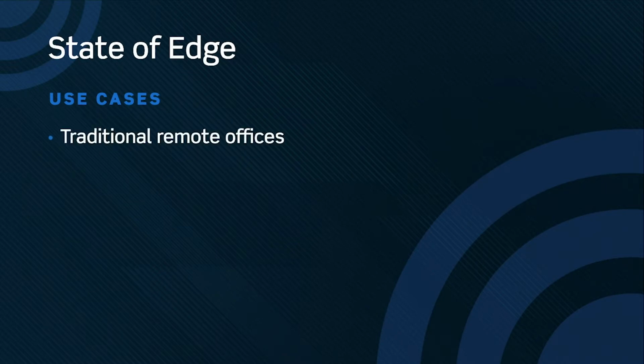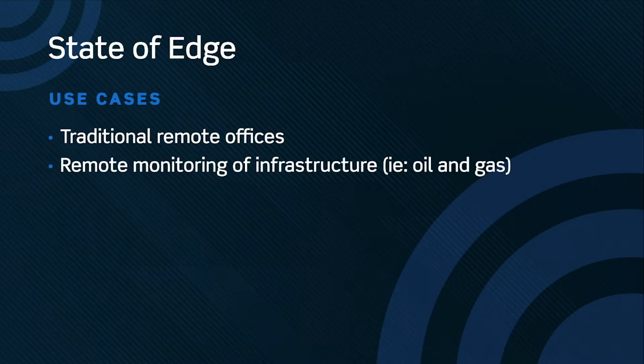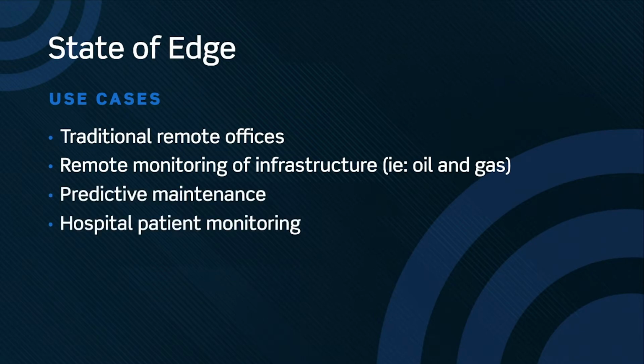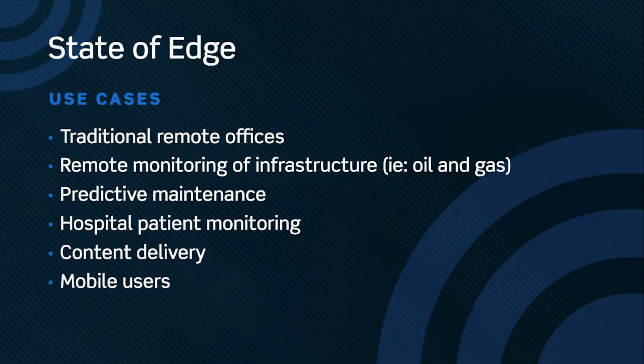Of course, there's always the traditional remote office scenarios that we've had for many years, now being called edge to some degree. And there's remote monitoring of infrastructure, for example, oil and gas. There's predictive maintenance of all sorts of infrastructure out there. Hospital patient monitoring is a common use case. Content delivery, especially in the media and entertainment industries, is very common.